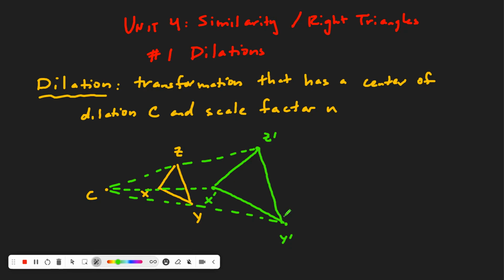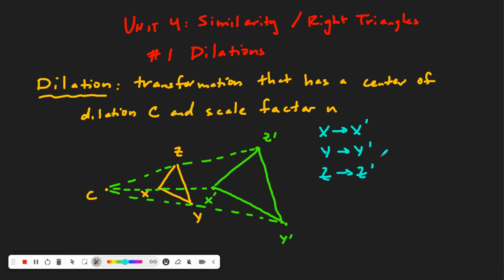Okay, now several things hold that we're going to list out right over here on the side. Okay, I'm going to change color to blue. Okay, so number 1, your correspondence. So X corresponds to X prime, Y corresponds to Y prime, Z corresponds to Z prime. Notice that they're collinear with the center of dilation. So collinear means on the same line. So I can draw a line between the center of dilation C, X, and X prime.